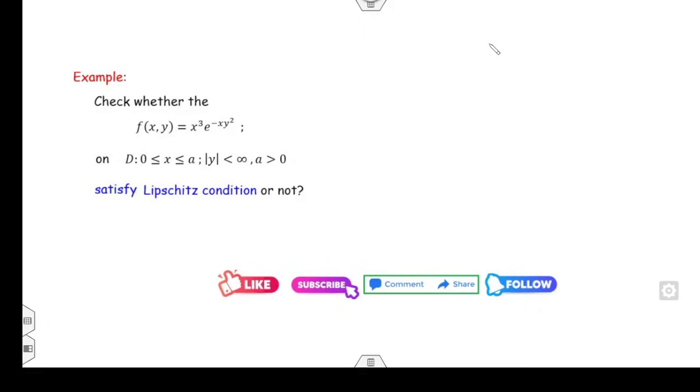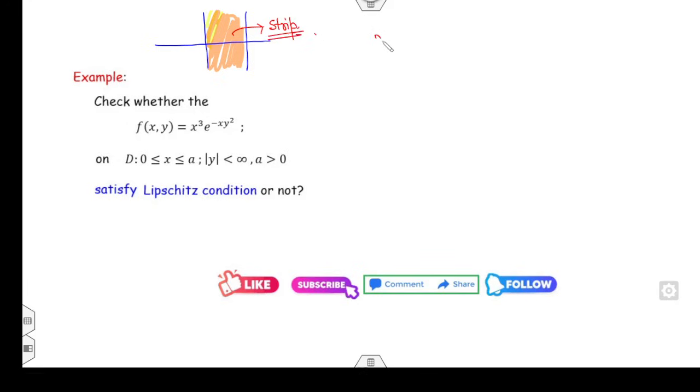Look at another one. Check whether the function f of x, y satisfies the Lipschitz condition or not. First of all, if you define the rectangle, x is equal to 0, x is equal to a, mod of y is less than infinity. So what rectangle do you get? Your rectangle will be this case. So basically this is my strip. Fine. This is my strip.